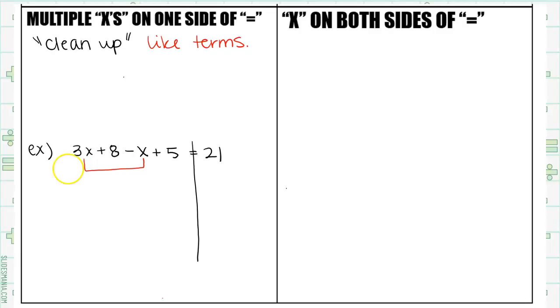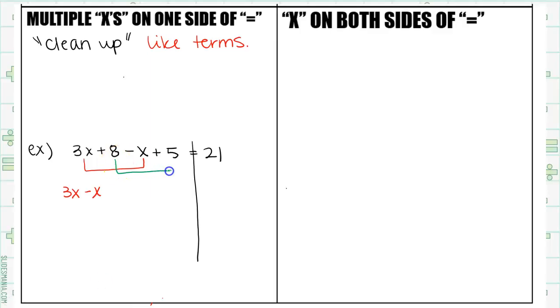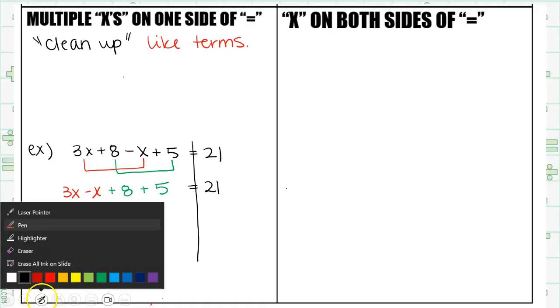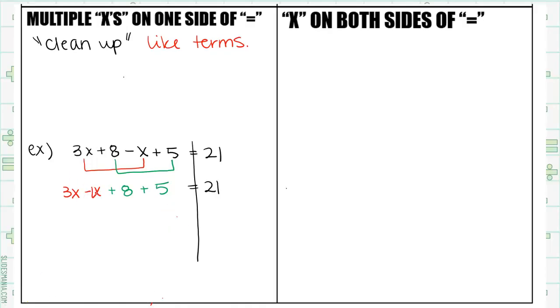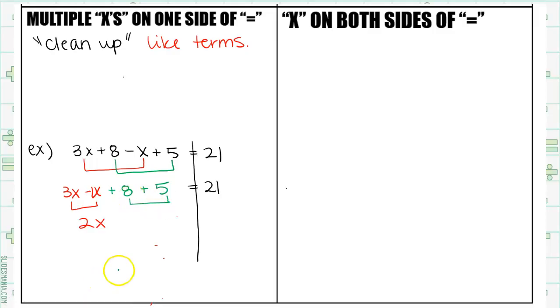So what that means is I can do 3x minus x. That is allowed because they are both x's. I can also combine together this plus 8 and the plus 5 because those are like terms. This 21 on this other side is just by itself, so there's nothing really to do over there. Now, when I'm combining like terms, I'm going to do the operation that's in front of it. So I have 3x minus 1x, which leaves me with 2x. And then I have a positive 8 plus 5, which gives me a positive 13.